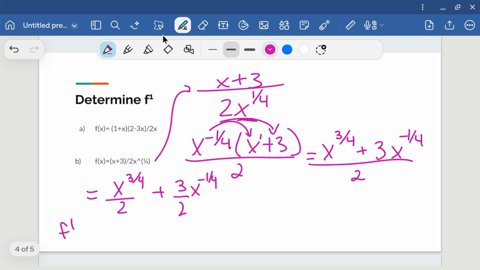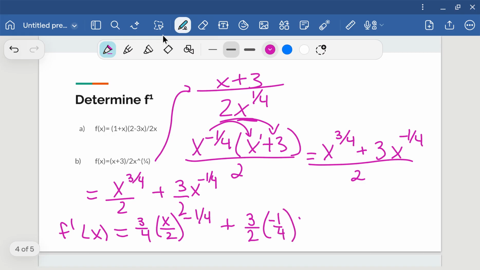Now I can look at finding f prime of x, and now I'll follow the power rule. So I'll bring the 3 over 4 in front, so 3 over 4, and then that will now be times x to the power of, 3 over 4 minus 1 would give you negative 1 over 4, all over 2. Then I'm going to add on the next derivative. So I still have 3 over 2 out front, and then I'm going to bring down that negative 1 over 4. And then my x term, I'll have negative 1 over 4 minus 1, and that will be negative 5 over 4.